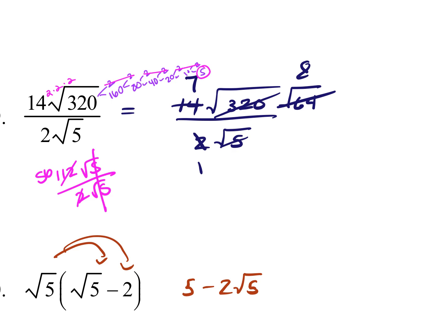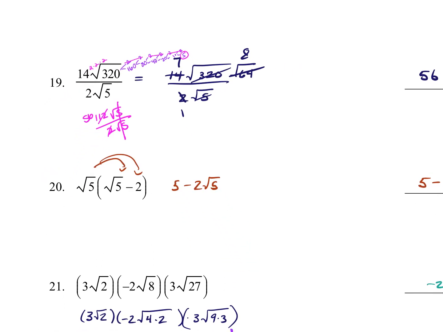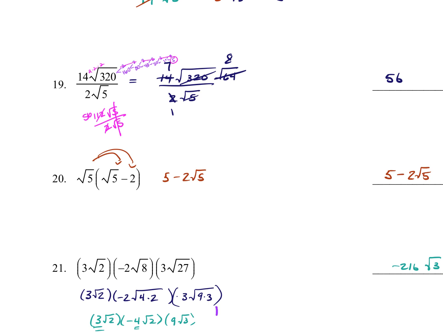Thank you. You're welcome. I would say sometimes it's easy to spot a perfect square, so it's an easy way to do that. But if it's not easy to spot a perfect square, use your factor tree. Thank you. Could you go over 17?